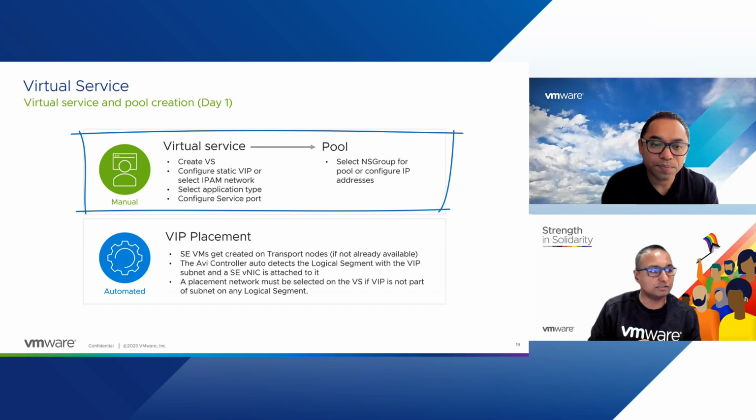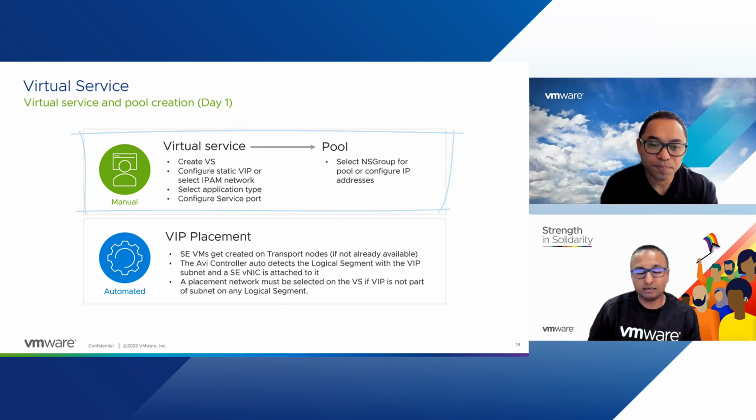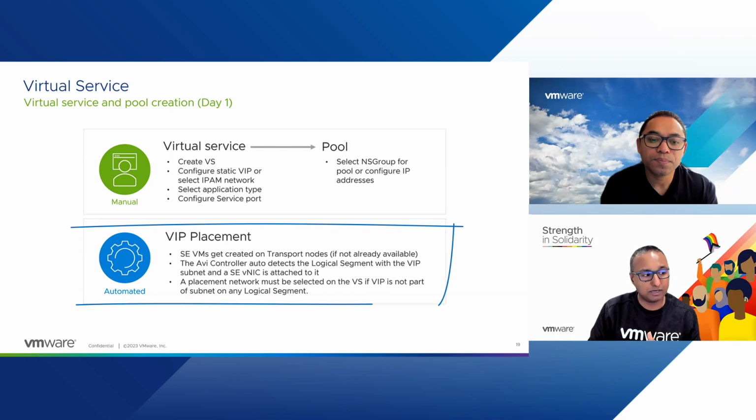Then the day 1 function basically is you go and configure your virtual service. And whereas you create your VS, you create your static VIP and IPAM, configure service ports, configure pool members, etc. And then the API-driven automation part is the VIP placement, where service engines get created onto the transport zones, and AVI controller auto detects your logical segments, where the VIP subnet and SE VNIC will be placed, which is our data segment in this scenario.